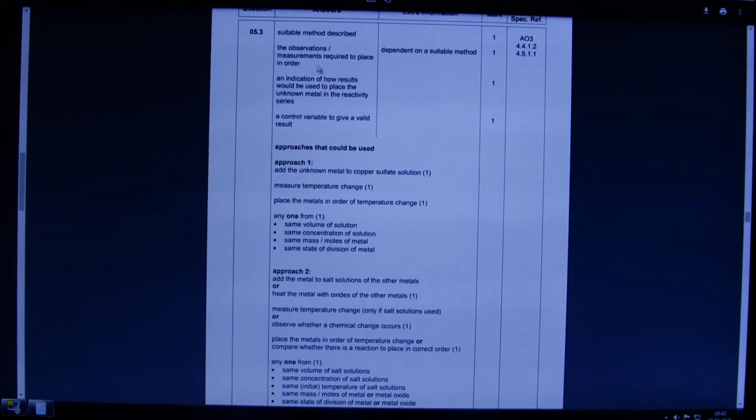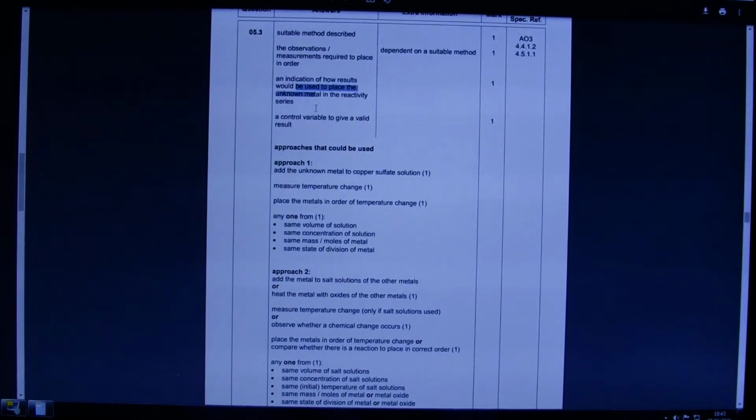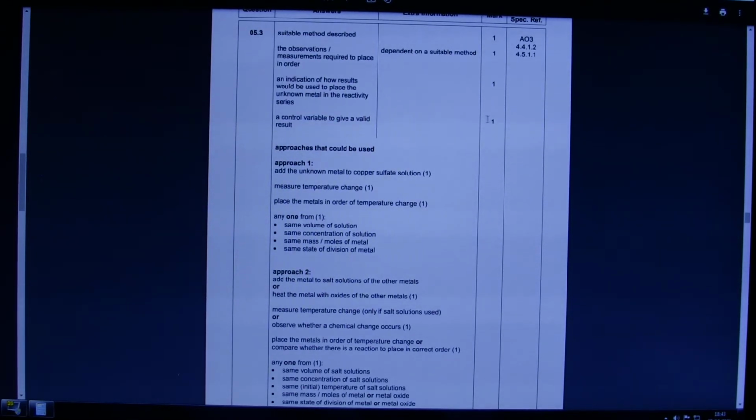5.3. A suitable method described for 1 point. The observations and measurements required to place in order, depending on you having a suitable method, 1 point. An indication of how results will be used to place the unknown metal in the reactivity series, 1 point. A control variable to give a valid result, 1 point.